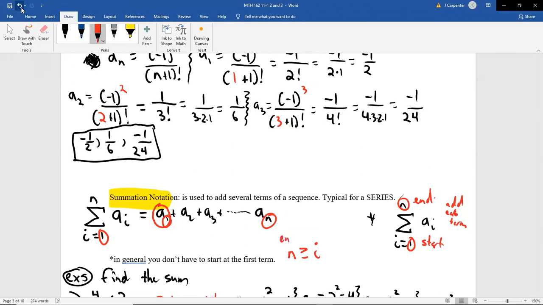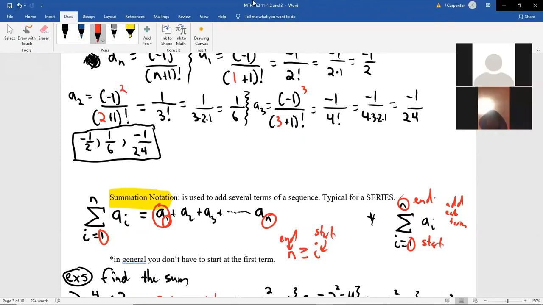Your ending number has to be bigger than your starting number, or at least equal. You can just have I equals 1 to 1, which you're going to say, well, why did you even write summation notation? And I agree, which is why I would never do that.